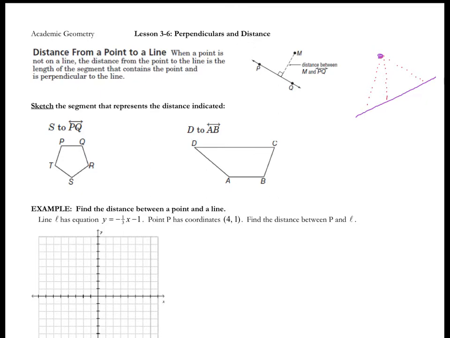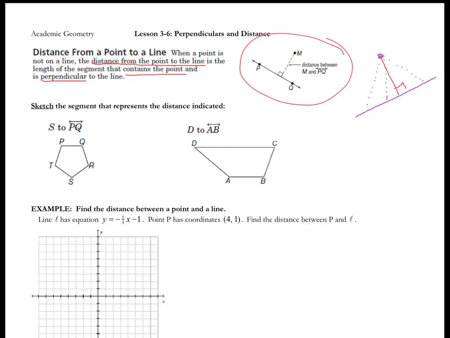Well, it's actually defined to be the perpendicular distance from the point to that line, or from you to the wall, because the perpendicular distance is the shortest distance. So when a point is not on a line, the distance from the point to the line is the length of the segment between the point and the line, making a right angle, or perpendicular, to that line. So it goes through the point and makes a right angle with the line. You can see that shown in this diagram right here.